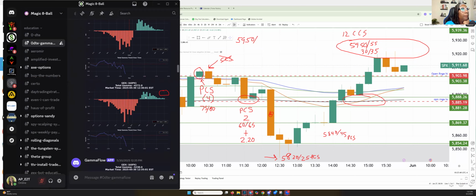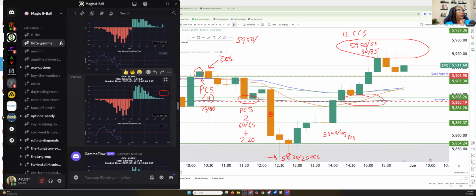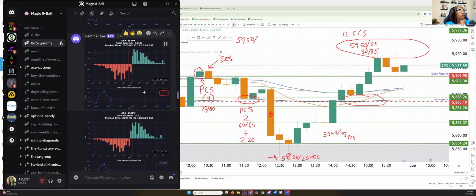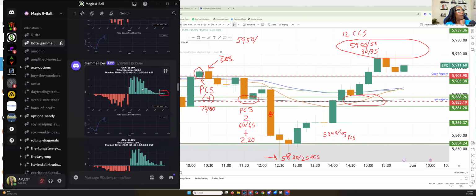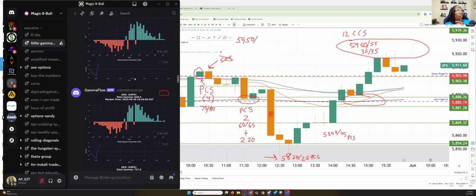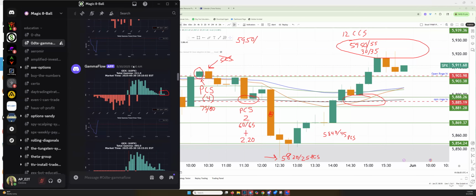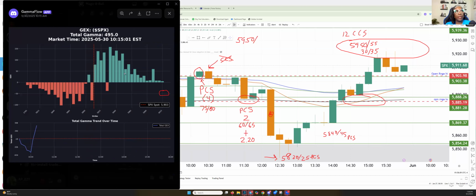I'm trying to go to earlier, but we did have, what was it? Yes, it actually had a pretty big. What was looking weird in the morning was those reds. So around 10:15, this is the morning one. It had a lot of green.